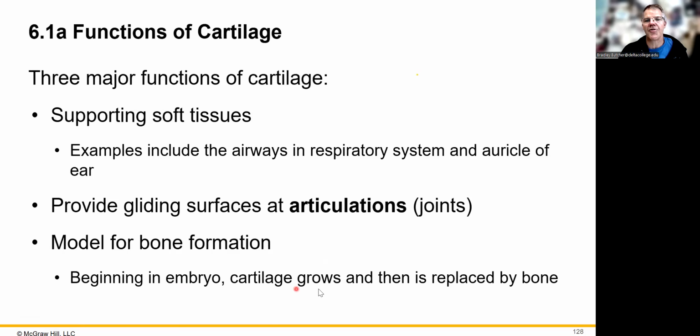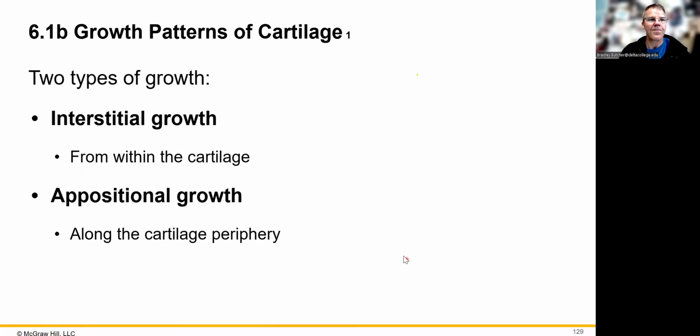Cartilage begins in the embryo, grows, and is then eventually replaced by bone. If you've ever held a very newborn baby, you might know that there are some areas that should be hard but are actually flexible. That's where the cartilage still hasn't been fully replaced by bone, and that's why babies' bones can grow so fast. There are two types of growth in the cartilage.